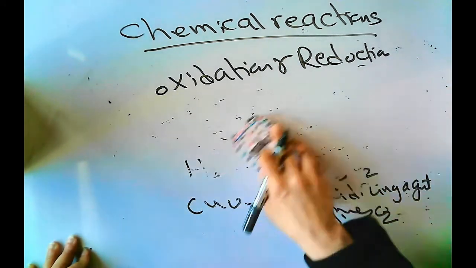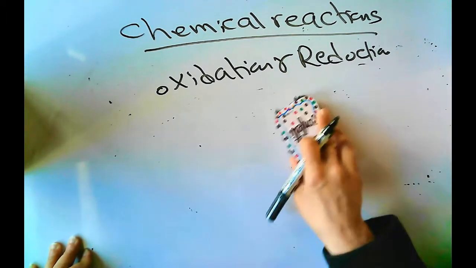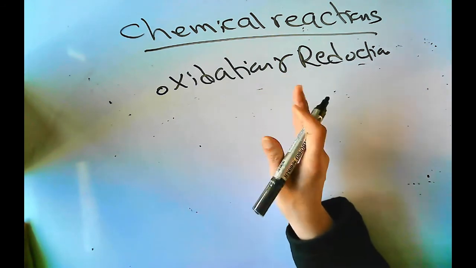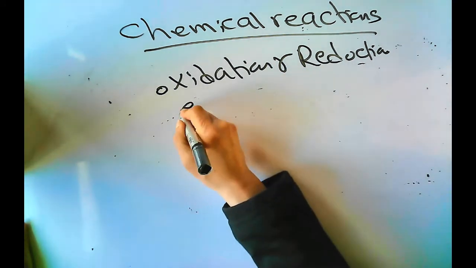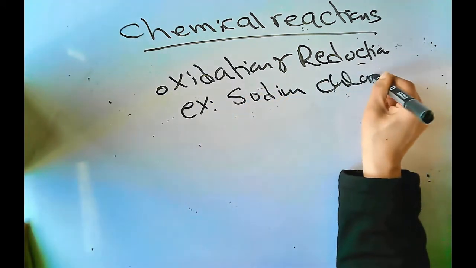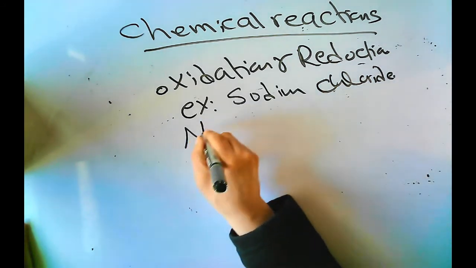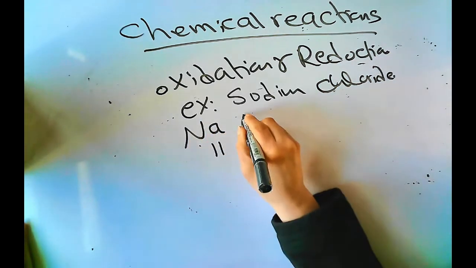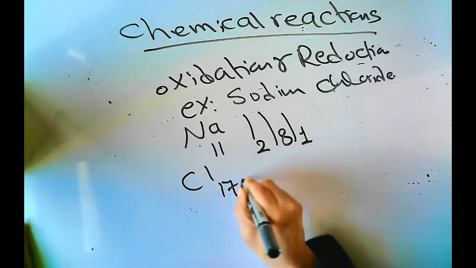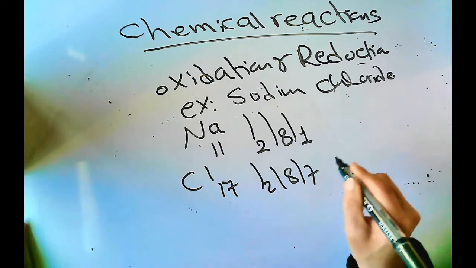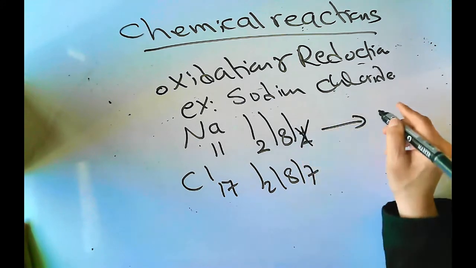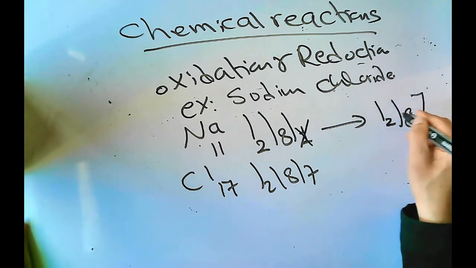The second example is oxidation and reduction in ionic compounds by losing or gaining electrons. Example, sodium chloride. Na 11, 2, 8, 1. Cl 17, 2, 8, 7. Sodium will lose one electron in order to be stable like an inert gas.